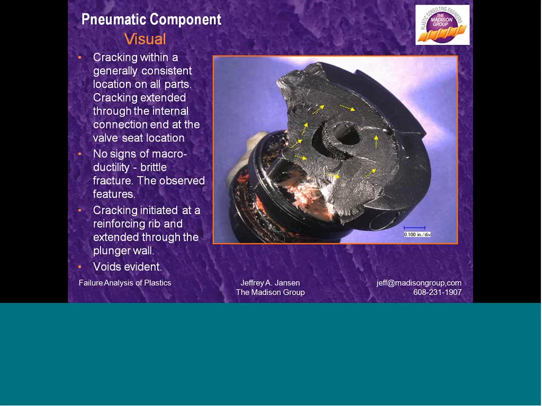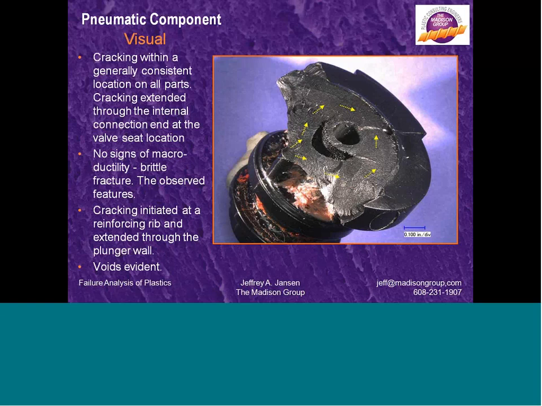Are they failing at the same location? Does it look like it's the same mechanism? In this case, it looks like they did. The cracking extended through the internal connection end at the valve seat location. From that visual examination, we saw no signs of macro ductility. There was no stress whitening or permanent deformation. Instead, we saw features associated with brittle fracture.